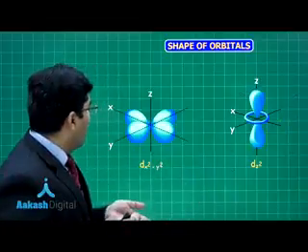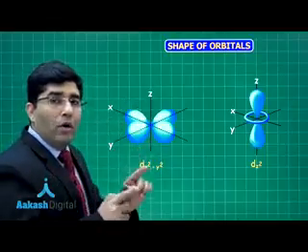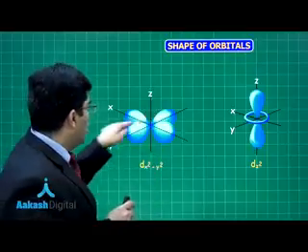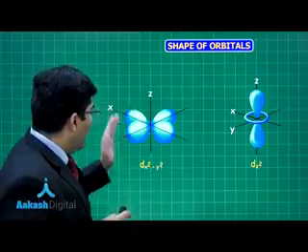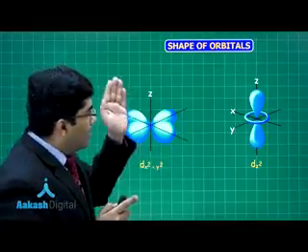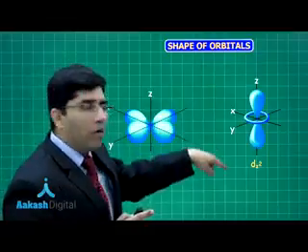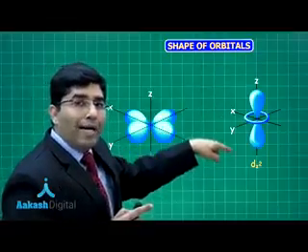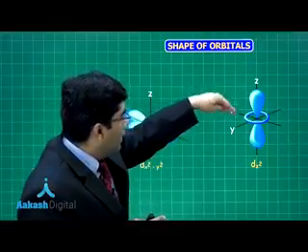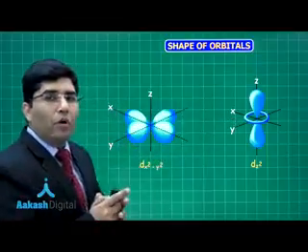There are 2 more orbitals. If the probability of finding the electron is on the x-axis and y-axis both, on the axes, it will be dx square minus y square. And there is the last one, which is dz square. The probability of finding the electron is on the z-axis, and there is a ring around the nucleus which is in the xy plane. So these were the shapes of the orbitals.